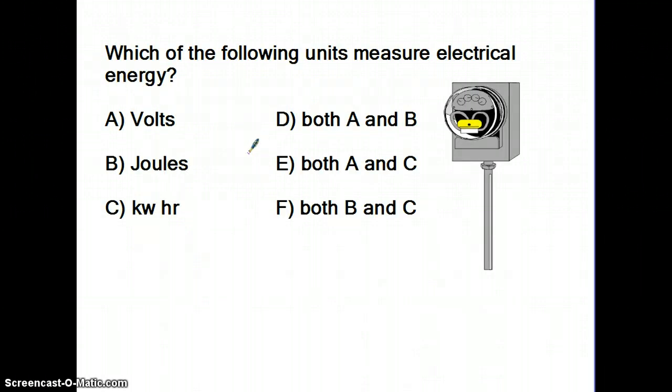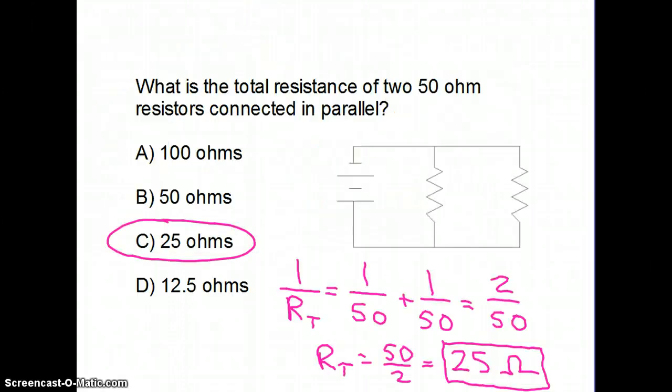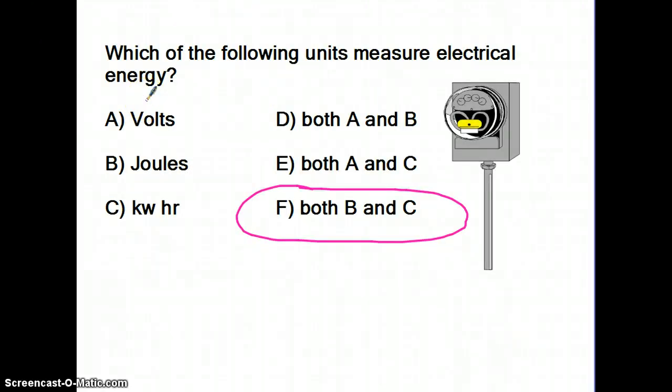Which of the following units measure electrical energy? Volts, joules, kilowatt hours, or two of those three? And the correct answer here is both joules and kilowatt hours. Volts measure voltage, which is not energy. Remember, we talked about 3.6 million joules being equivalent to a kilowatt hour. Kilowatt hour is what shows up on your electric bill, which is why it was introduced in this section.